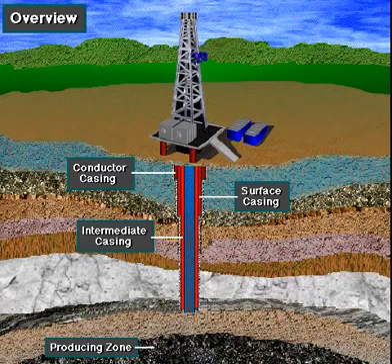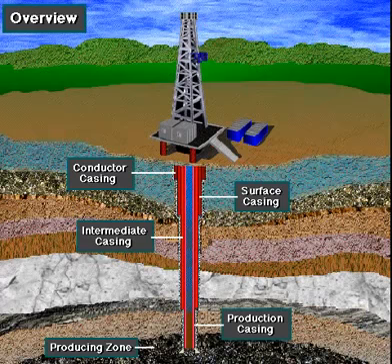Finally, once the producing zone is drilled, it needs to be protected and sealed, so production casing isolates the producing zone.